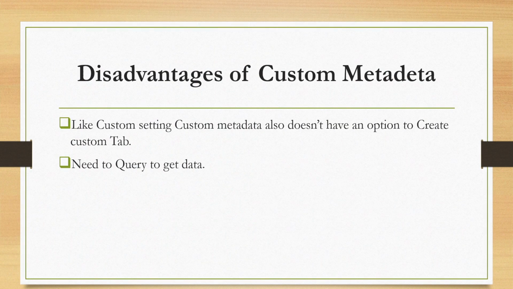What are the disadvantages of custom metadata? Like custom settings, custom metadata also doesn't have an option to create a custom tab. Need to query to get the data. It's a disadvantage that if we want to retrieve data from custom metadata, we have to write a query over there.